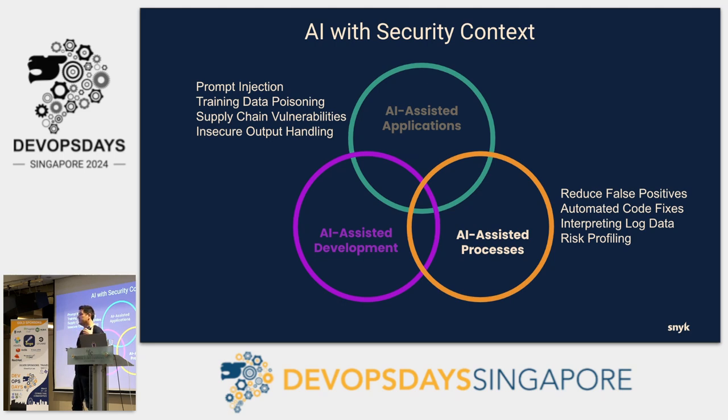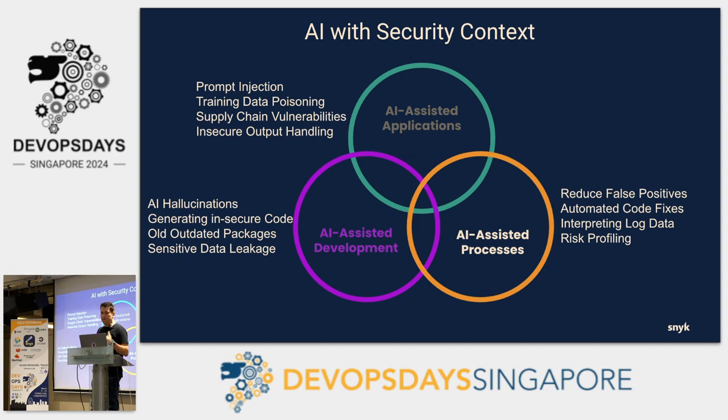The next one is AI-assisted processes. This is leveraging AI to enhance your security posture. A couple of use cases: reducing false positives, understanding context about your application and how it's deployed, and using that to apply a different risk profile across vulnerabilities. What is the real risk to my business right now? Then automatic code fixes: when you have a security vulnerability, the AI generates a snippet of code and drops that into your IDE, right? Not in production. Let's do it in the IDE where we can test it and iterate. And then obviously interpreting huge amounts of log data and doing that risk profiling, as I said.